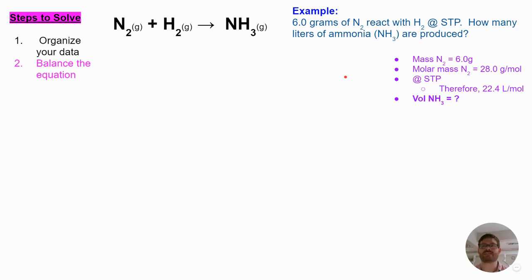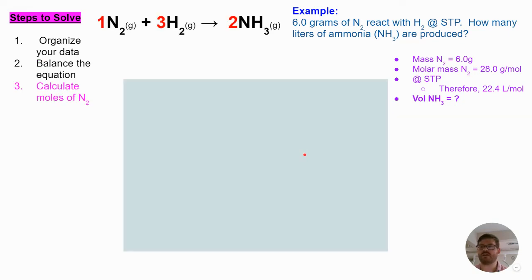Okay, what's next? We have to balance this equation. All stoichiometry happens within a balanced chemical equation. So do that now. We get 1 mole of nitrogen plus 3 moles of hydrogen yields 2 moles of ammonia. Next, we need to calculate the moles of nitrogen. We're given grams, just like always. If you're given the mass of a chemical and you're doing stoichiometry, go ahead and find the moles. It probably won't be a waste of time.